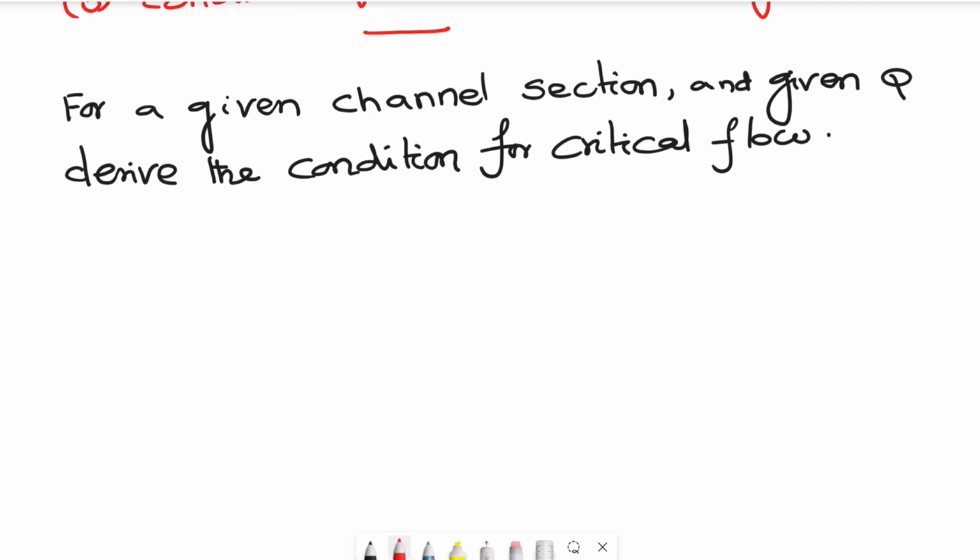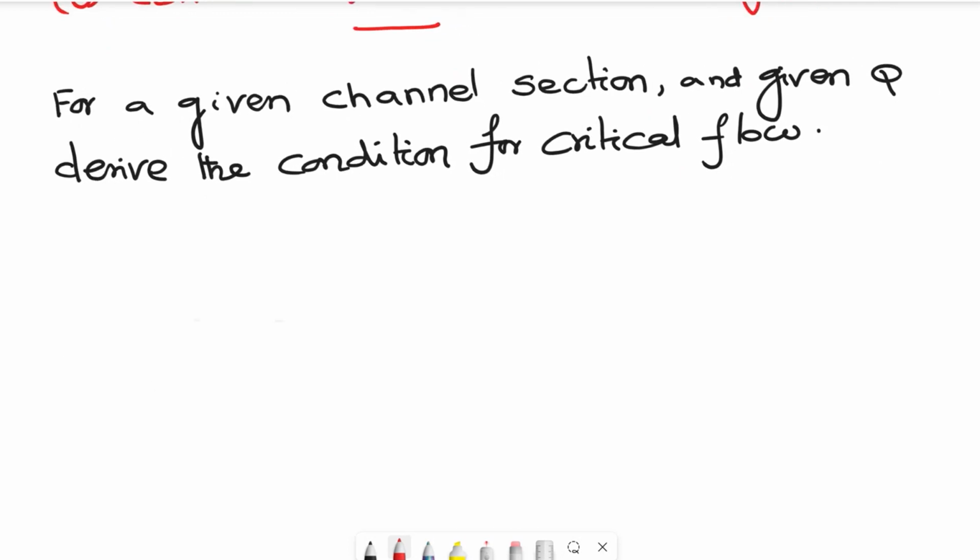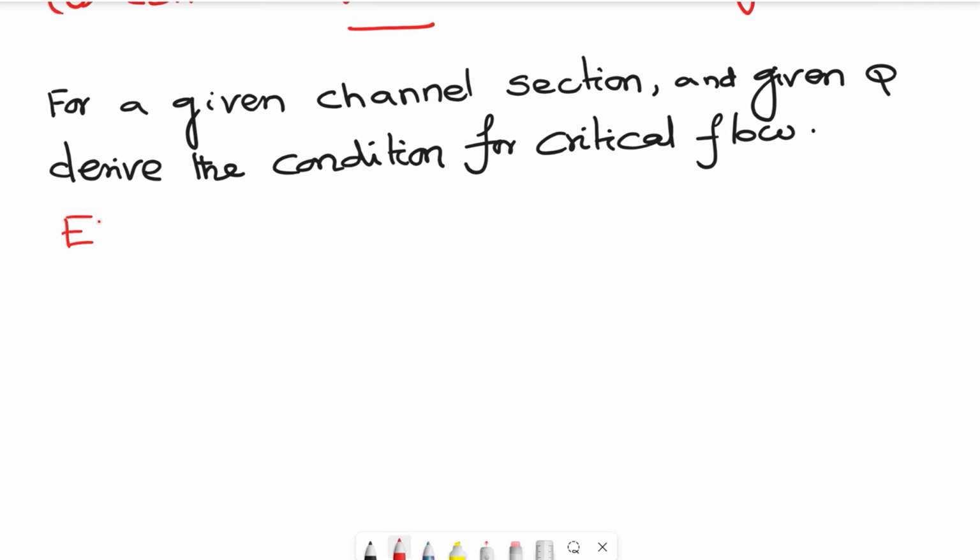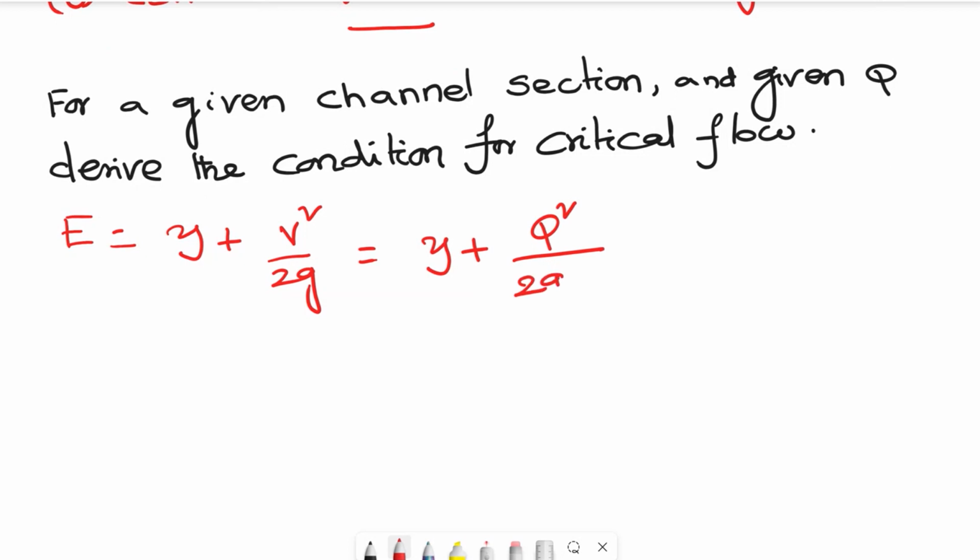Now, if anything is asked on specific energy, let us always start with the fundamentals. That is E is equal to y plus V squared by 2g. This can also be written as y plus Q squared by 2gA squared. This is our base equation. So the conditions: number one is a given channel section and second is a given Q. That means here the channel section is the same and Q is a constant.